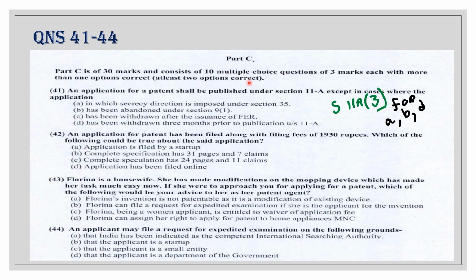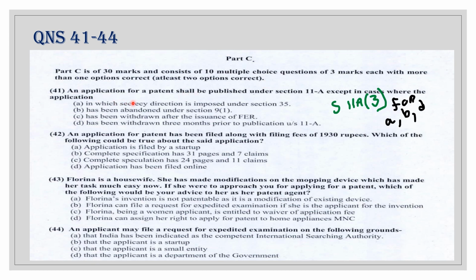Earlier I said that if one choice is correct then you can tick it, but no friends, the questions are given in such a way that a minimum of 2 options will be correct. So please keep in mind that the minimum number of correct options is 2 and the maximum is 4. Between that, any number of options can be correct. Fine. So question number 41.